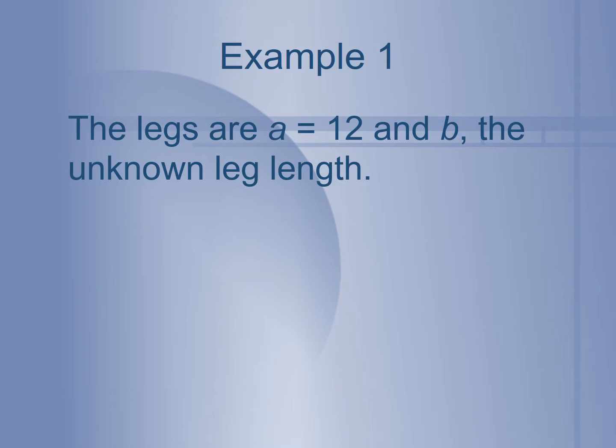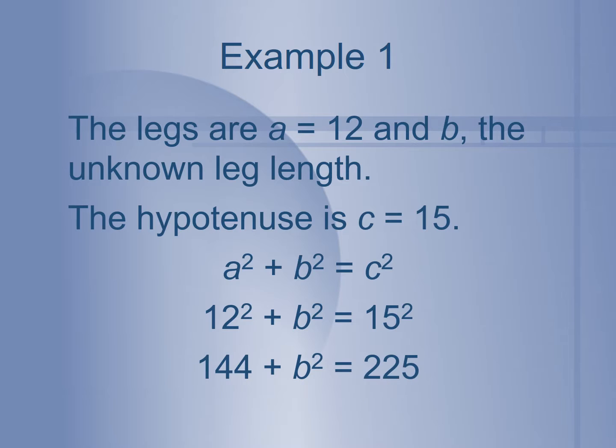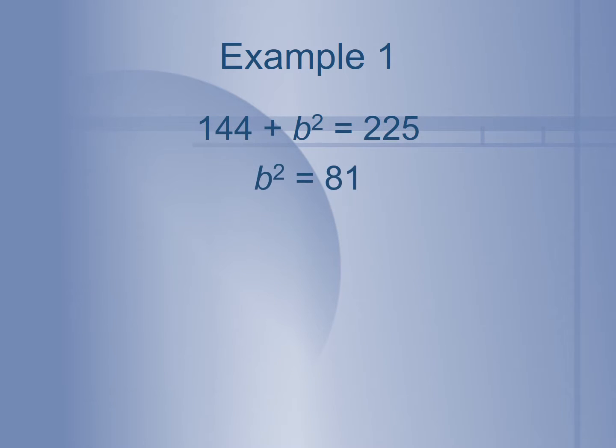Alright, so in this example, we know that one leg is equal to 12, the other leg is unknown, and the hypotenuse is 15. Using our Pythagorean theorem, a squared plus b squared equals c squared, we can fill in the known information. We'll fill in 12 for a and 15 for c, and now all we have to do is solve for b. First we'll square 12 and square 15. Subtract 144 from both sides, and then we'll square root b squared, which means that b can either be 9 or negative 9.